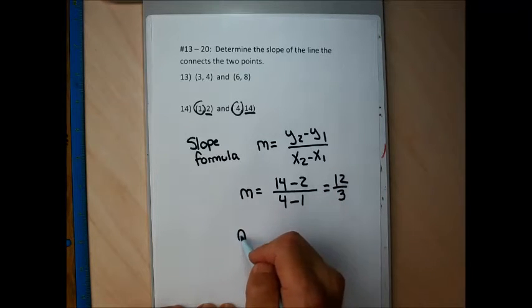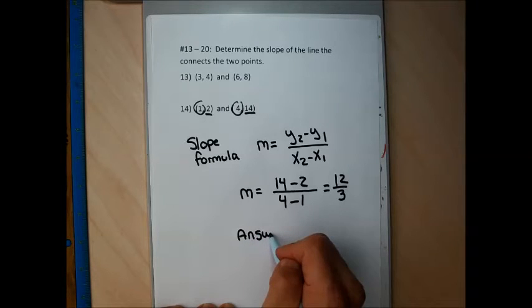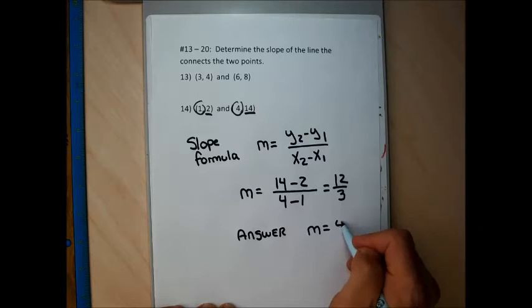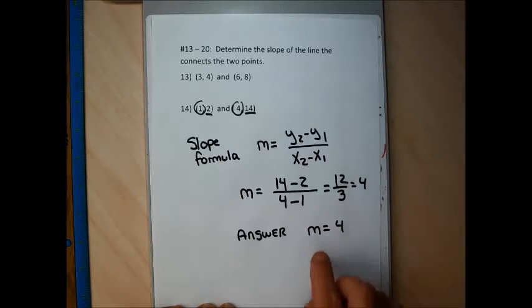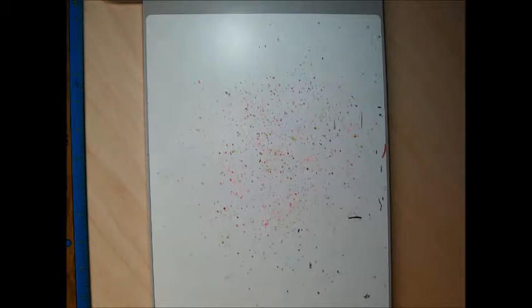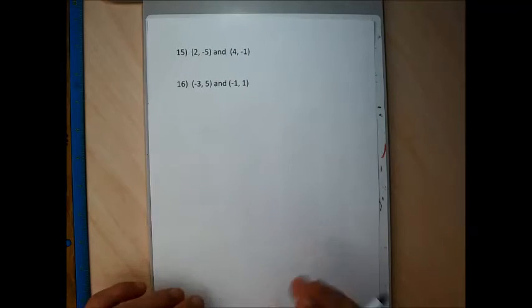And my answer for problem 14, the slope of the line that connects those 2 points, I'm just going to write m equals 4. I'm not even going to write the word slope. If you write m in an algebra class, we know that it stands for slope. All right, so you should be able to do 13. You probably should be able to do 15 and 17 as well, but there might be a trick that you stumble on that messes you up.